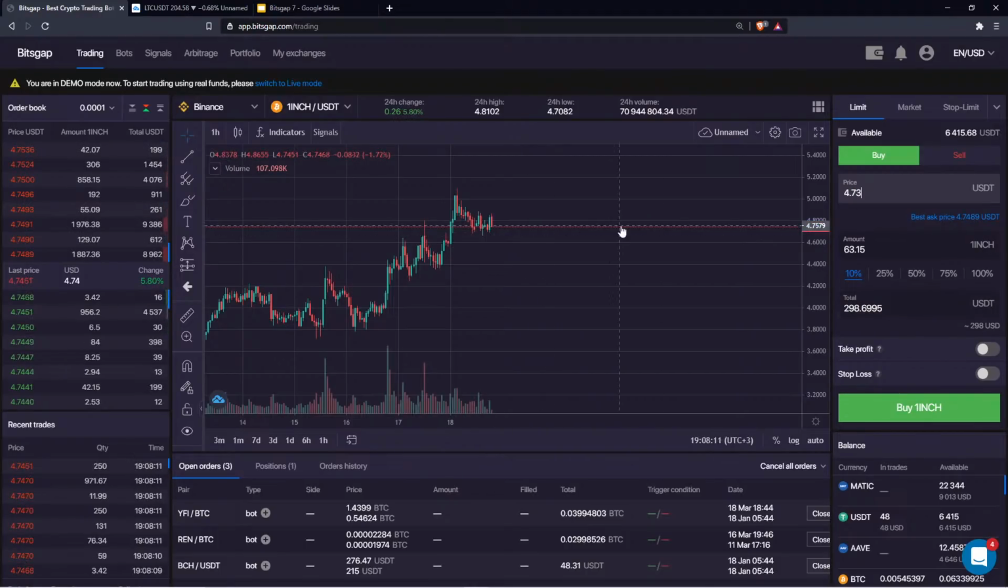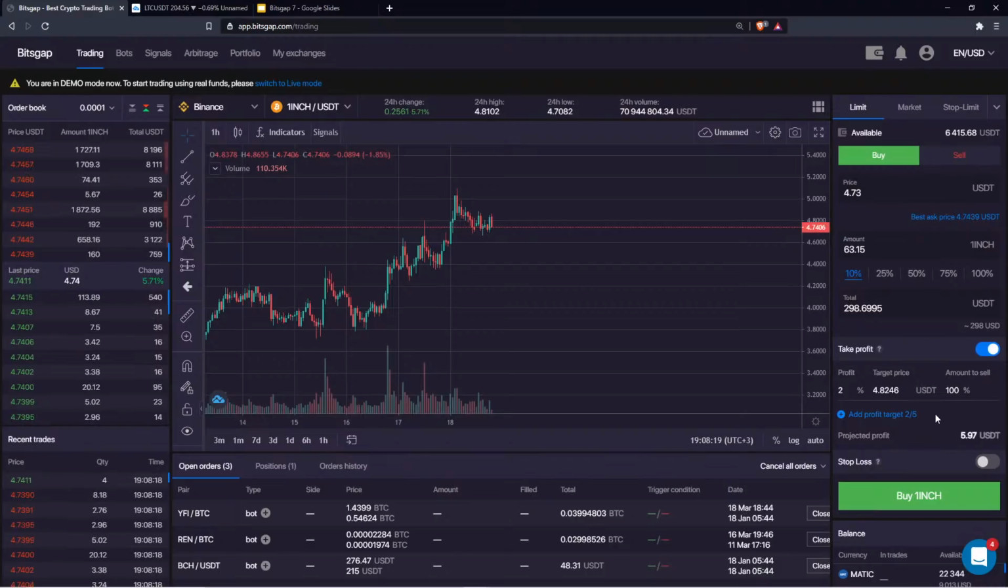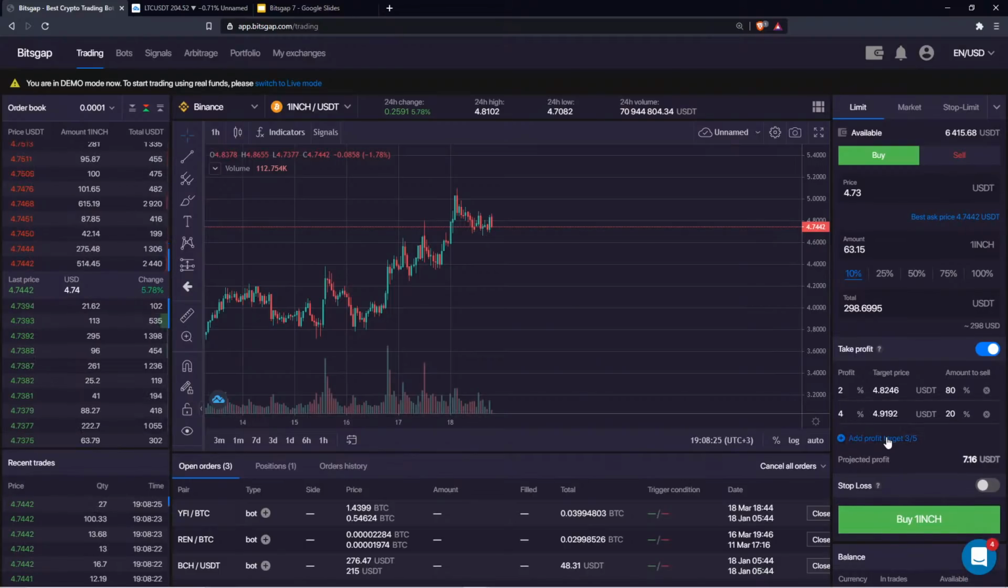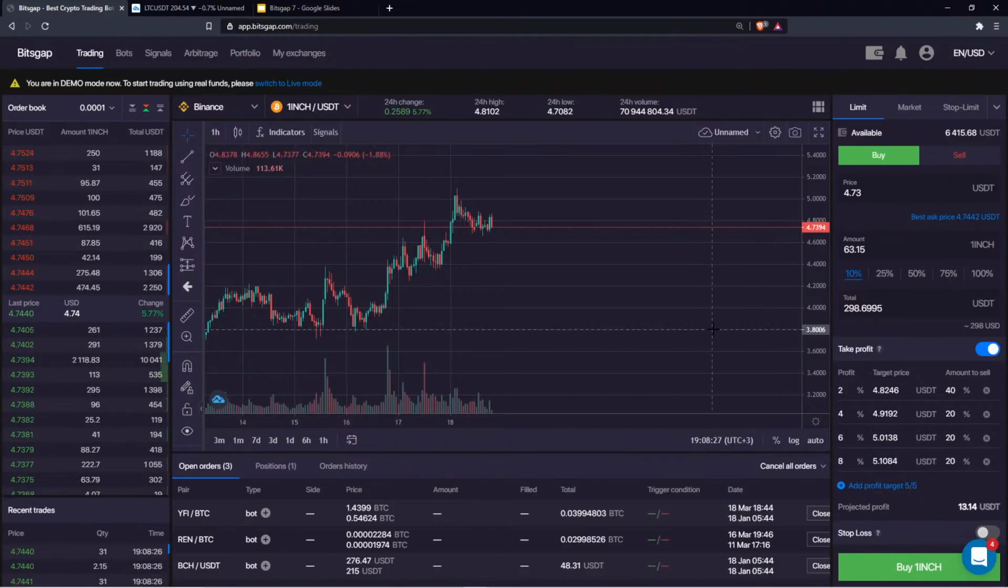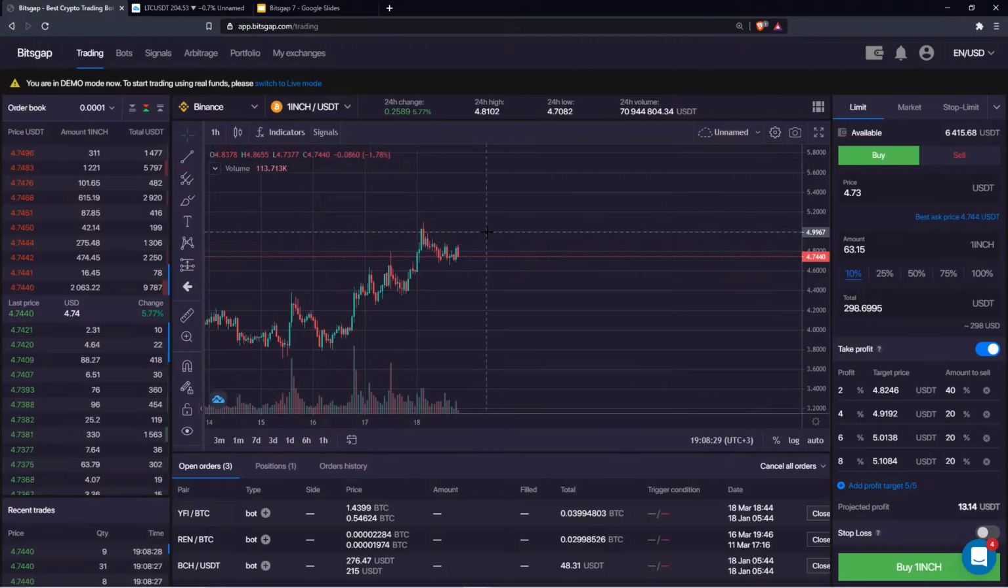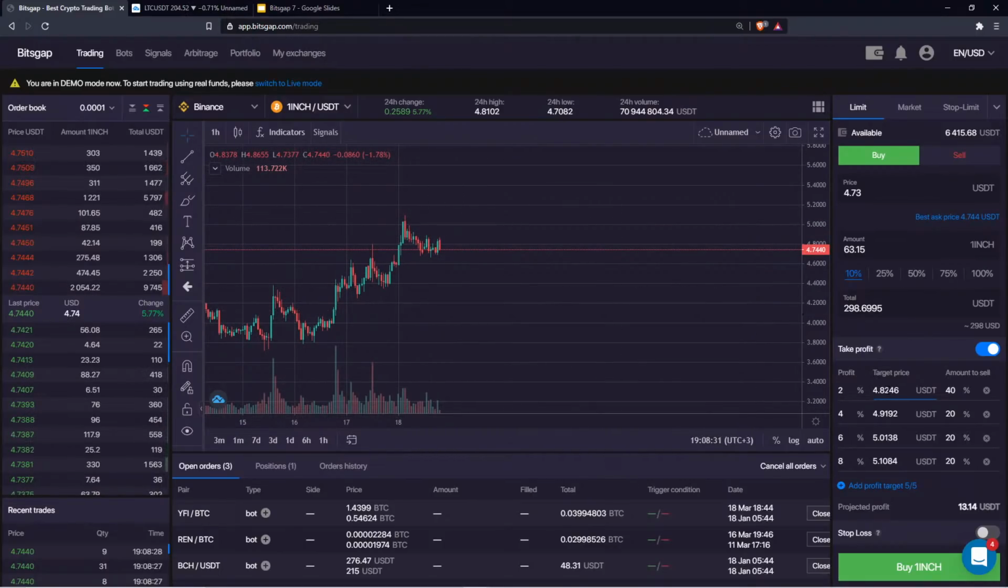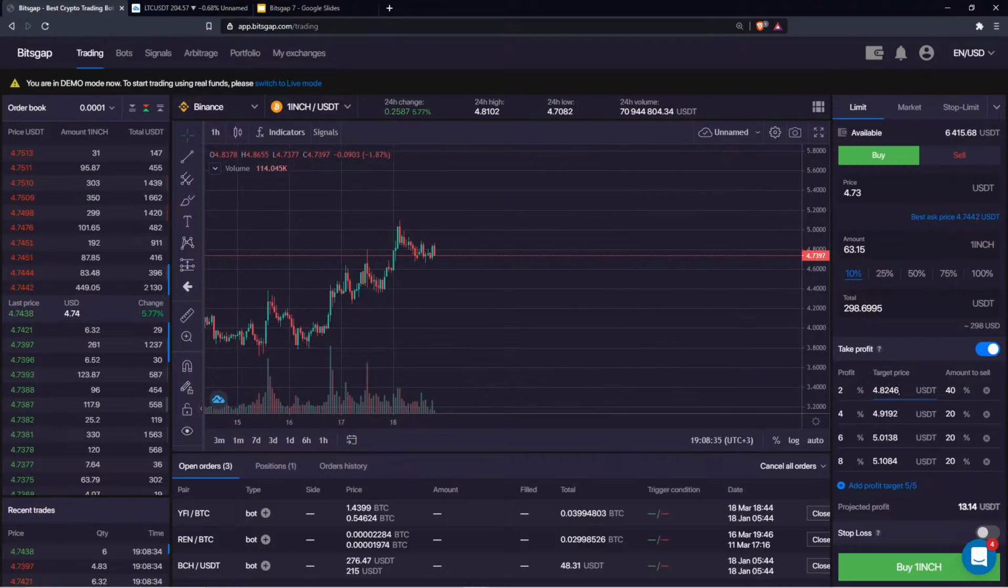So what I see here is the take profit and the stop loss. So speaking of the take profit, here you have the option to set multiple targets. And the cool thing about multiple targets is that you can sell out your position proportionately. So let's say you want to sell 20%. No, actually it's over here.